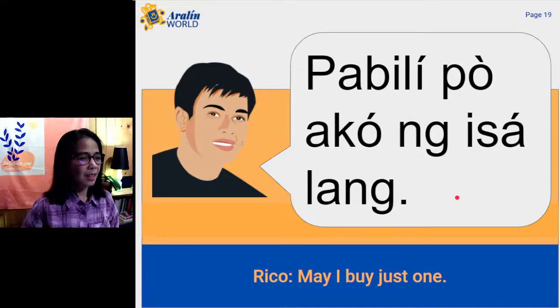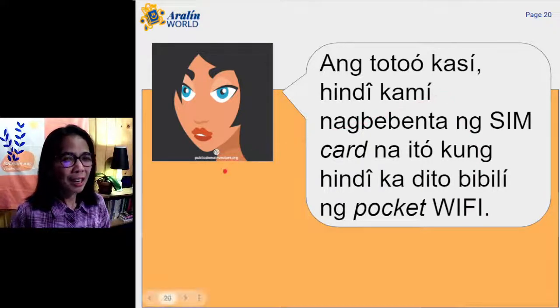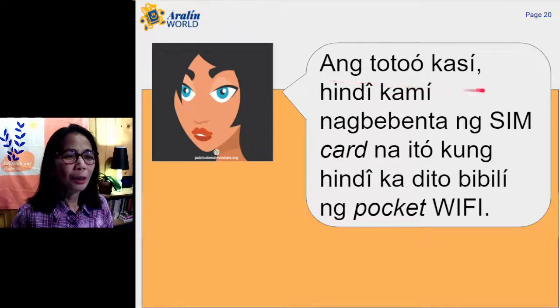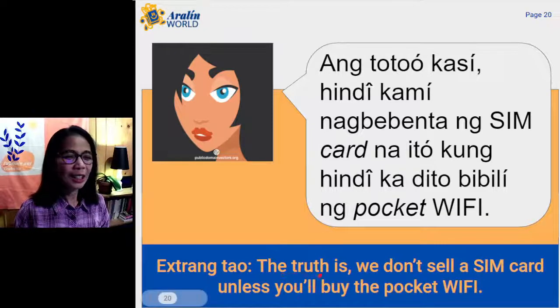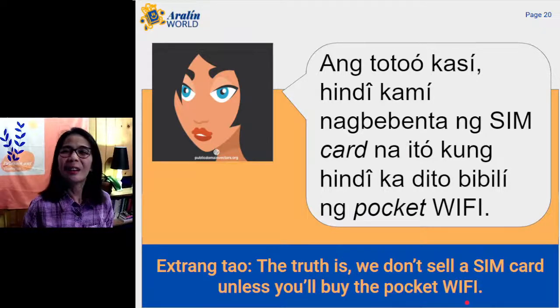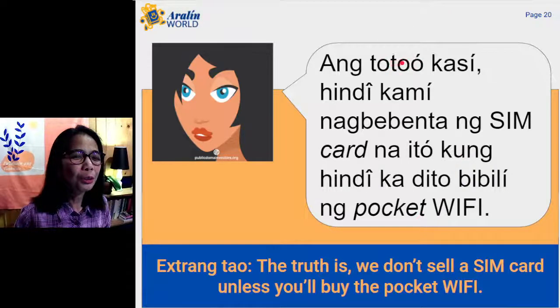Right? Next. Okay, this is quite long. Follow after me. Ang totoo kasi, hindi kami nagbebenta ng SIM card na ito kung hindi ka dito bibili ng pocket Wi-Fi. Okay? What does it mean in English? It means in English, the truth is, we don't sell a SIM card unless you buy the pocket Wi-Fi. Okay. Truth for totoo. Totoo.